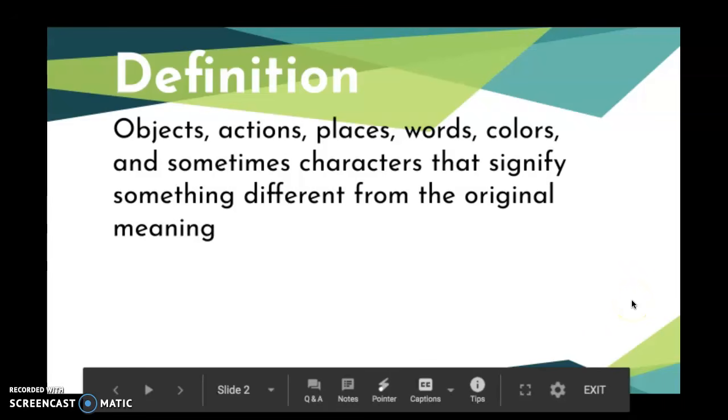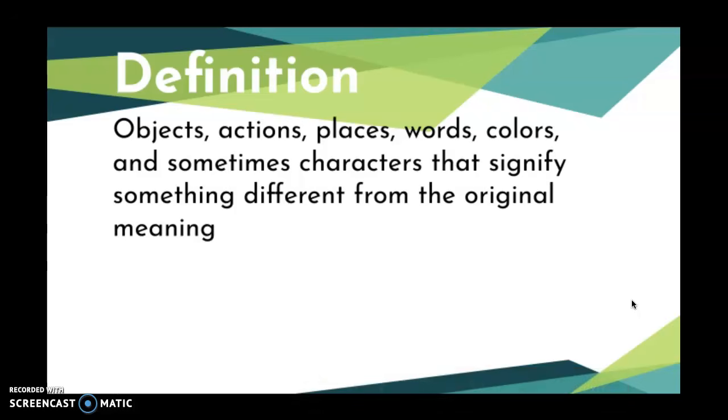So first of all, let's go over the definition. The definition of a symbol is any object, action, place, word, color, and sometimes even characters that signify something different from the original meaning. So this means it is something usually tangible or concrete. That means we could reach out and touch it, that represents or stands for something else. It means something completely different.